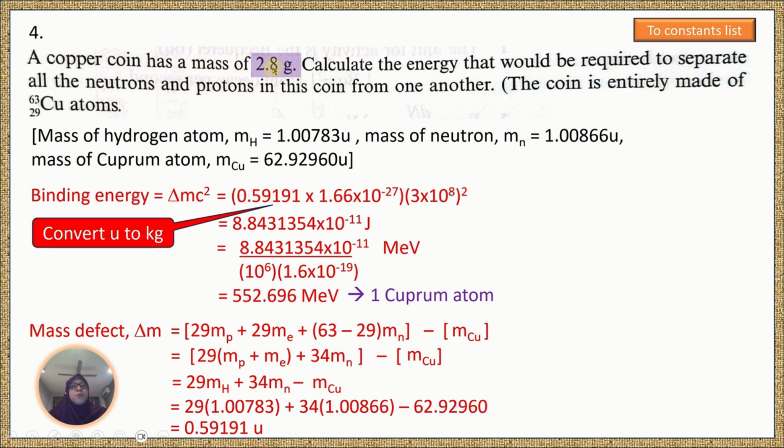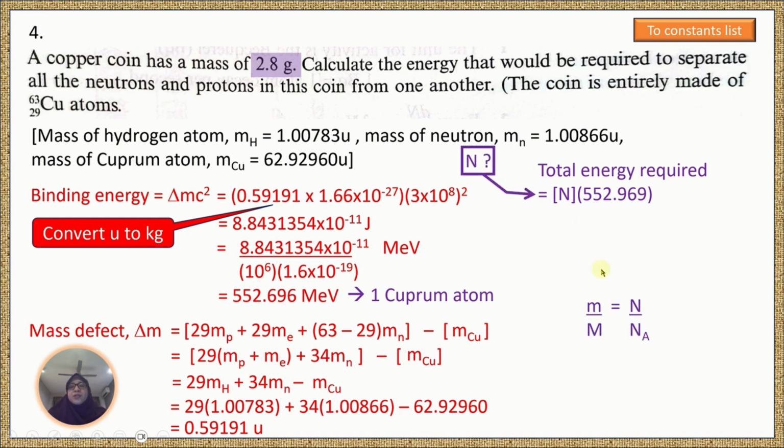But if it is 2.8 grams, how many cuprum atoms are there? The 552.696 mega electron volt is the binding energy for one cuprum atom. So the total energy required will be multiplied by n. The next problem is to find n first.